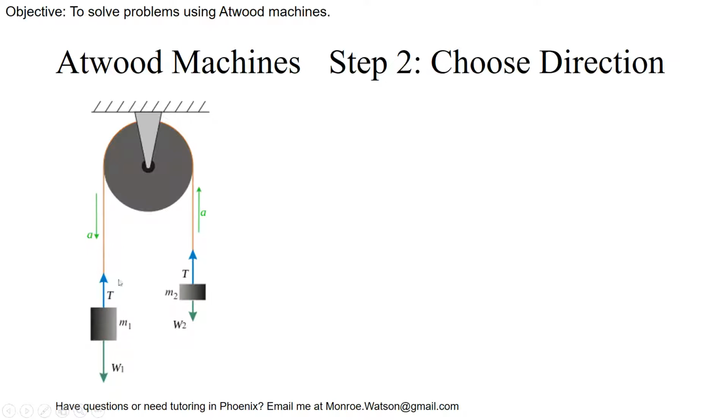But if I just move this string from a vertical to a horizontal, then we can see something a little different here. The acceleration is going away from the small one and towards the large one. So what I'm going to do is change my coordinate system to my horizontal, and from there I'm going to draw my free body diagrams.